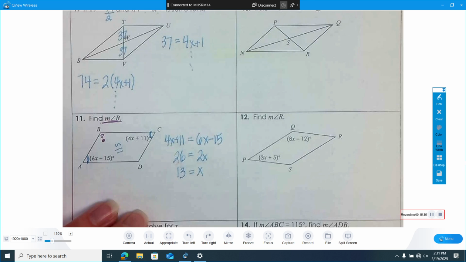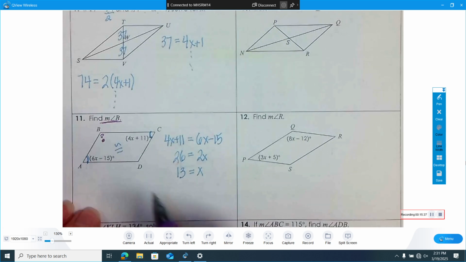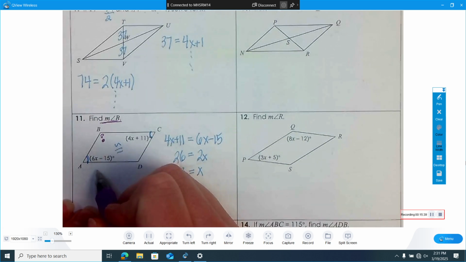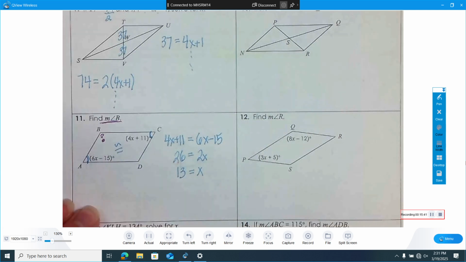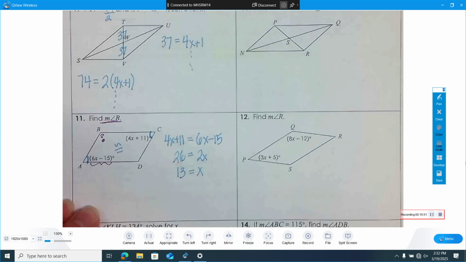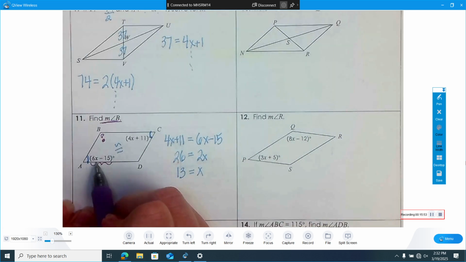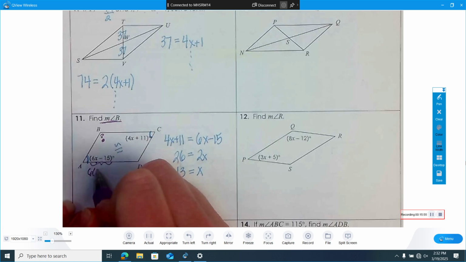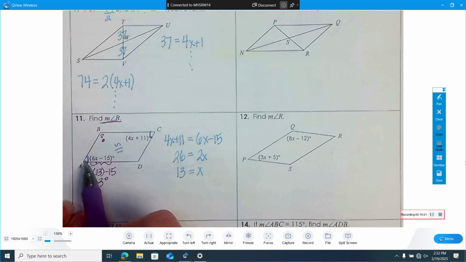180. So you find those two angles, subtract from 360 and divide that by 2. That is a very complicated way to do it. Yes, though, you are correct. Can I plug in here? So if I take my x and I plug it into angle A, 6 times 13 minus 15 will give me 63 degrees for angle A.